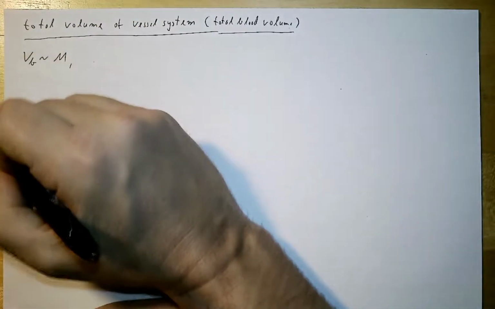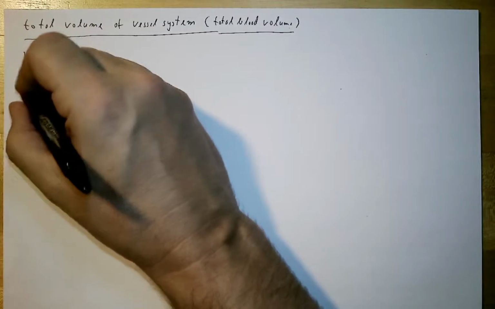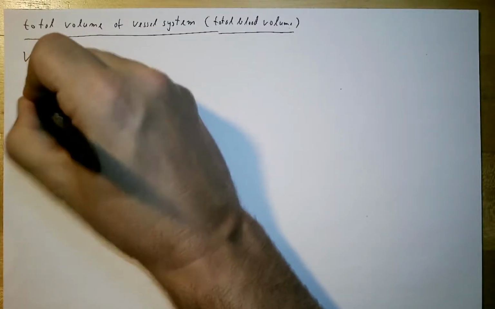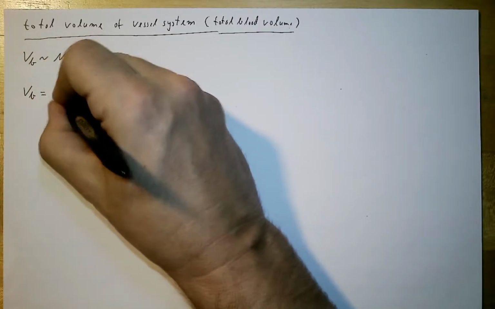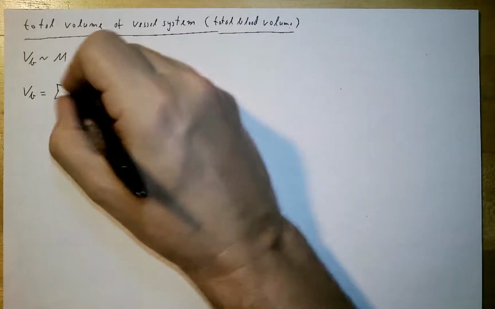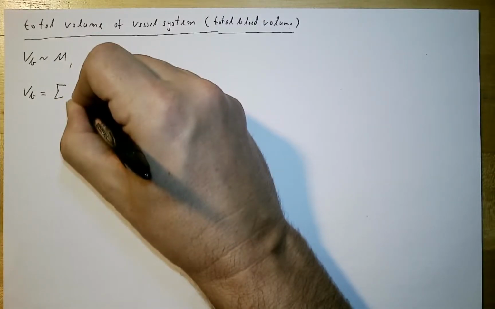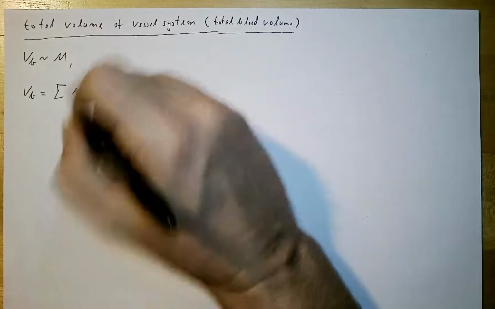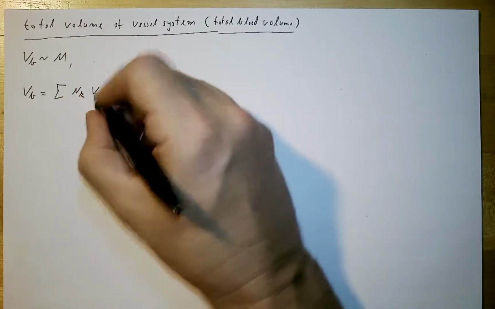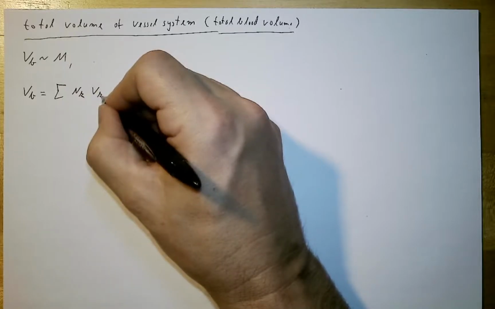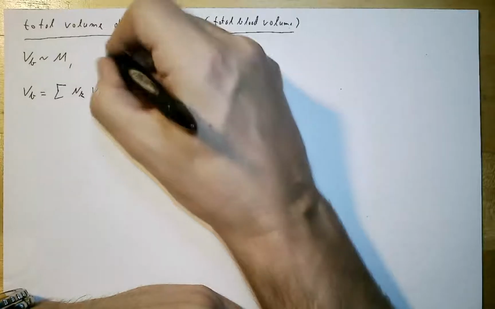So we make the following calculation. We say the total volume, now we have to sum up the number of branches we have at a certain level in the fractal times the volume of a certain vessel at level K, so Vk.